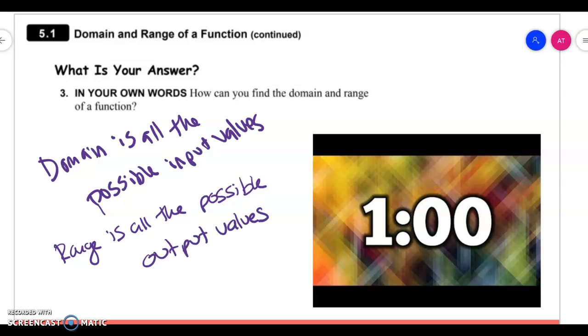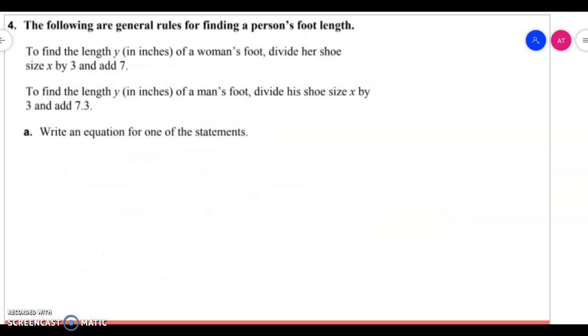If you can definitely remember range out, domain in, you can pass this easily. Alright, so it says, the following are general rules of finding a person's foot length. To find the foot length, y, in inches of a woman's foot, divide her shoe size by 3 and add 7. And then for men's feet, to find the length in y inches of a man's foot, divide his shoe size by 3 and add 7.3.